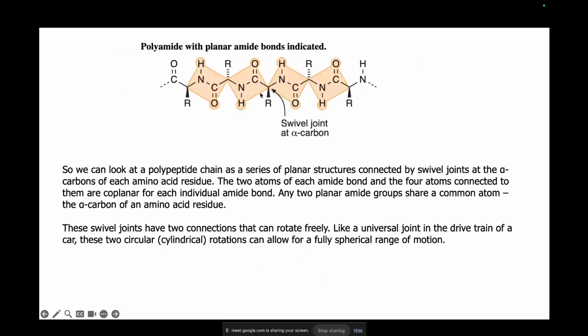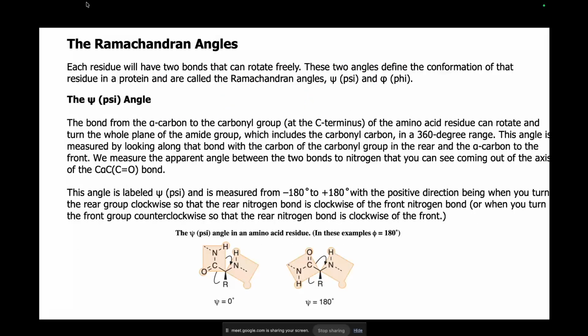So again, we are concerned about this particular carbon, which is the alpha carbon. On the left side of this is the carbonyl atom, on the right side is the amide atom, and it can rotate with respect to that carbon, right? Now we define two different angles for this. One is the psi angle and the other is the phi angle, right? The psi angle is basically the bond from the alpha carbon to the carbonyl group. So basically this is the angle that we are talking about.